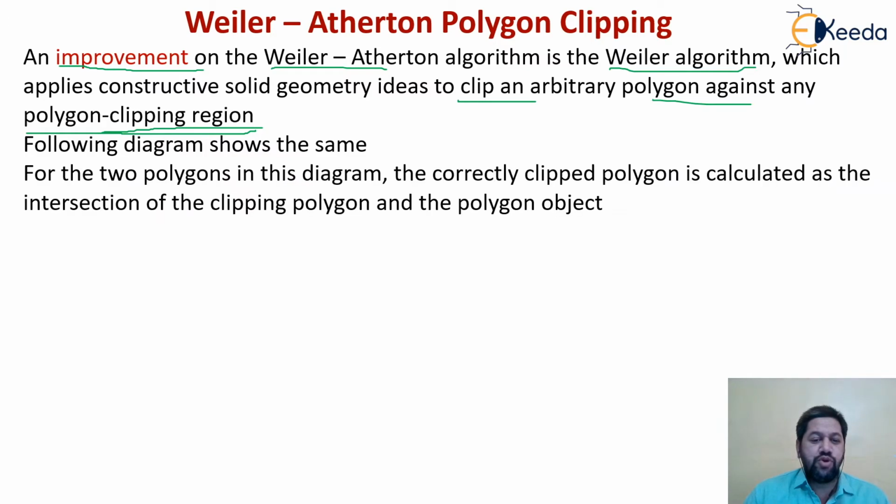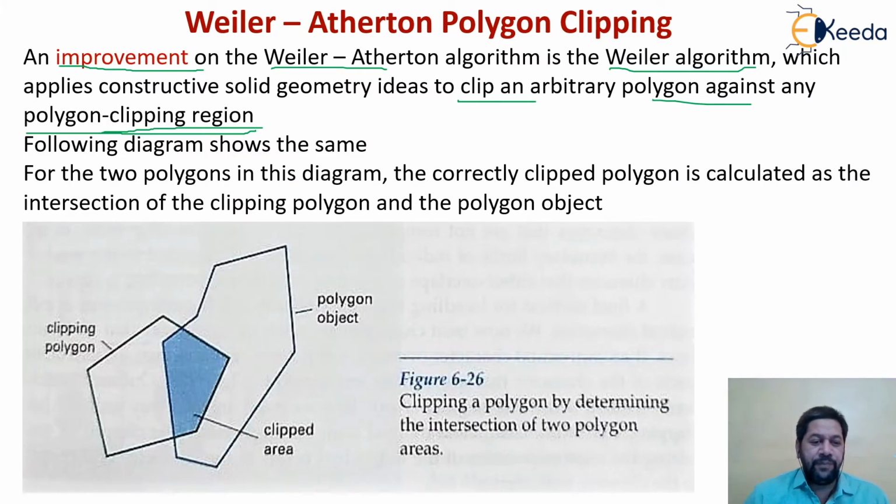Okay, the following diagram shows the same. Let us understand with the help of the diagram. Before I go to the diagram, just read the point. For the two polygons in this diagram, the correctly clipped polygon is calculated as the intersection of the clipping polygon and the polygon object. My clipping window is not a rectangle window now. My clipping window itself is a polygon.